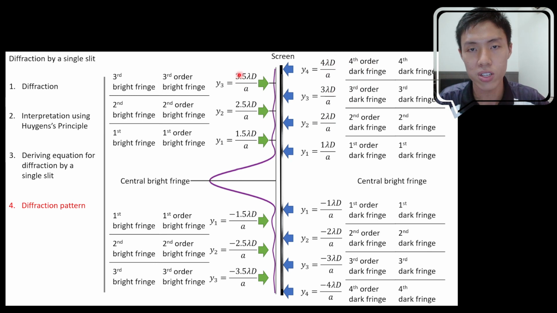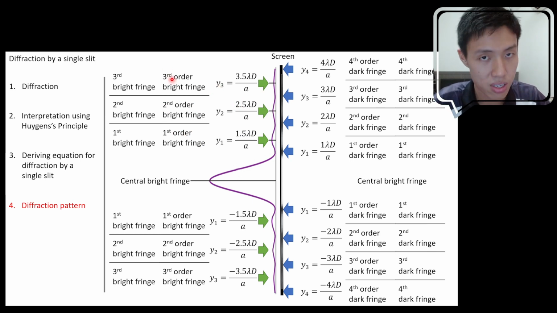So for this one it is 3 plus half, right? 3 plus half means that m is 3, therefore it's third order. So it's 2 plus half, so second order. This is 1.5, this is 1 plus half, first order. Okay, so for order, you just refer to what m you substitute inside, and that will be the number for its order.